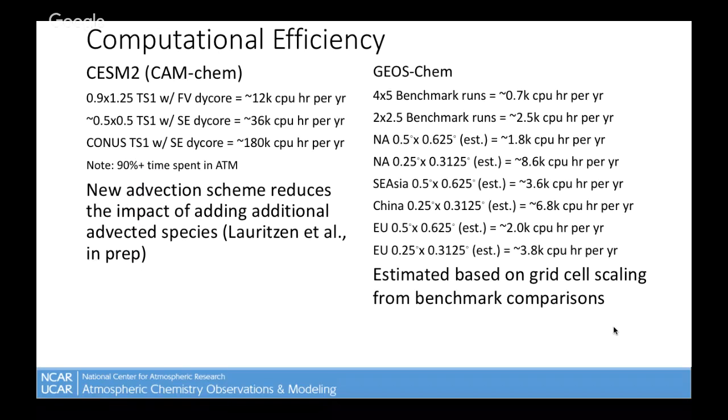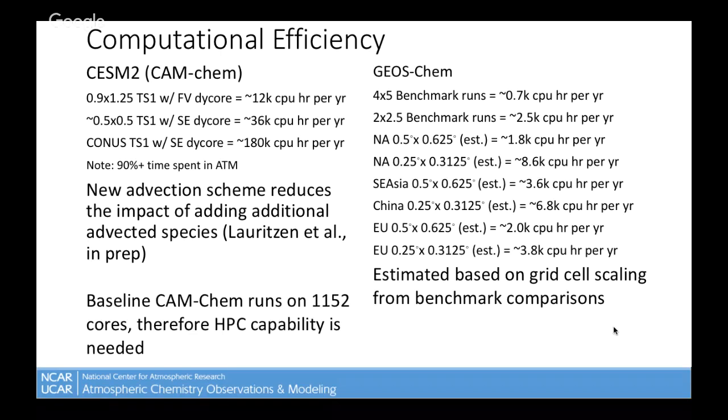And one of the questions I get a lot is, how much is this going to cost for a fully coupled Earth system model approach? And here you can see, this is based off the benchmark timing runs. We're at pretty similar computational costs. And one thing that we do have is a new advection scheme in CESM that reduces the impact of adding additional advected species. So for anything over 100 species, transport of them is free based on the CSLAM mechanism. And the baseline CAM-chem, which is CESM with full chemistry, does require high performance computing capabilities.